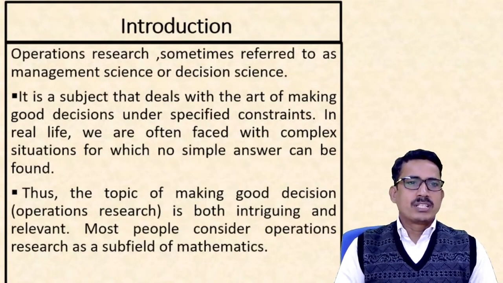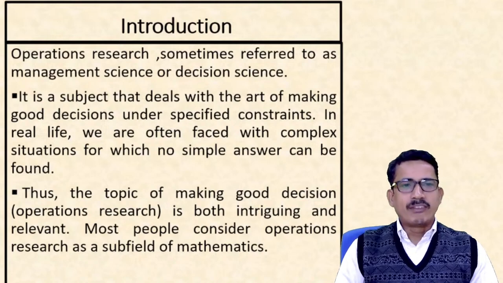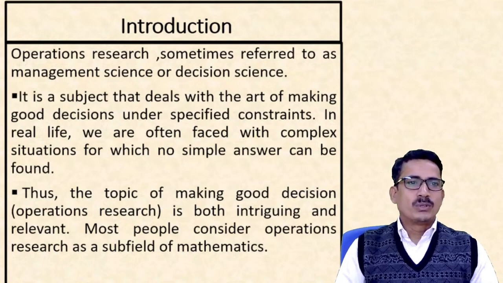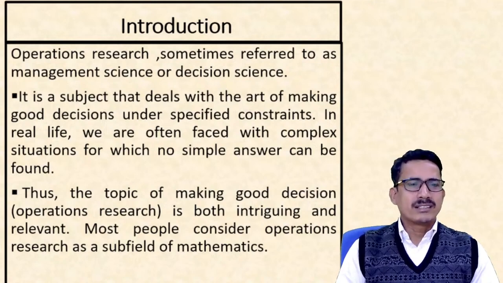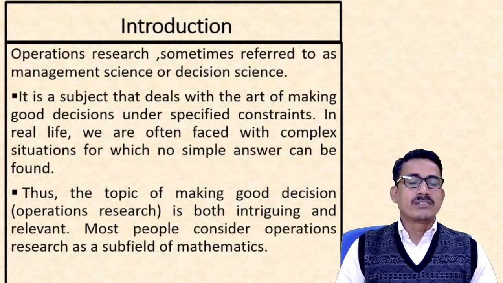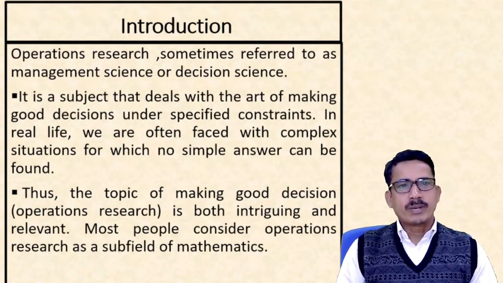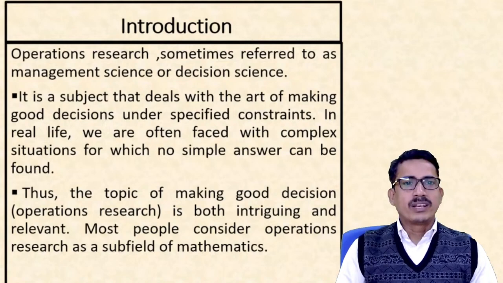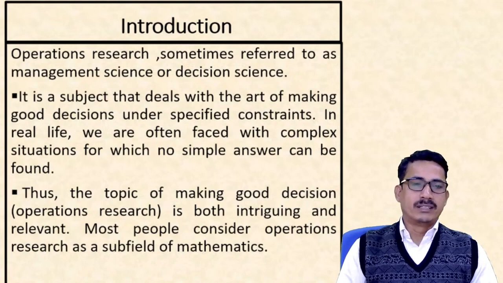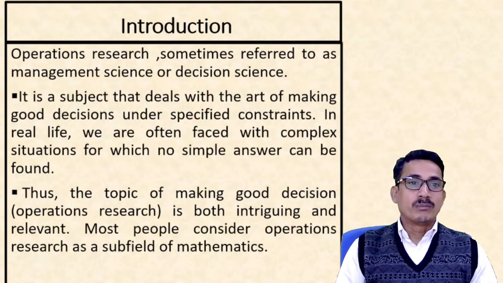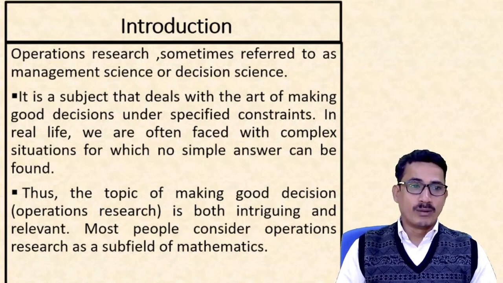Let me tell you, operation research is purely applied mathematics. As I said just before, it is widely used. So more mathematical theory is not there, but it is used in an applied way. Sometimes it is referred to as management science or decision science. Why decision science? This is a subject where the decision maker wants to take a decision and has different alternatives. Out of the alternatives, he finds which one is the best, and takes a decision by which he can get the solution to his problems.